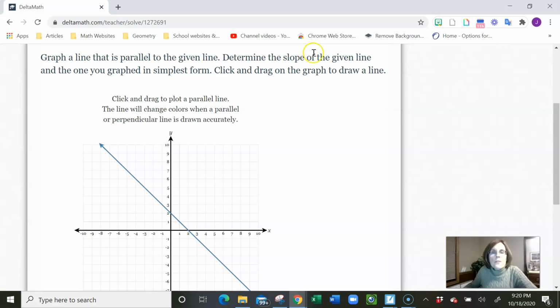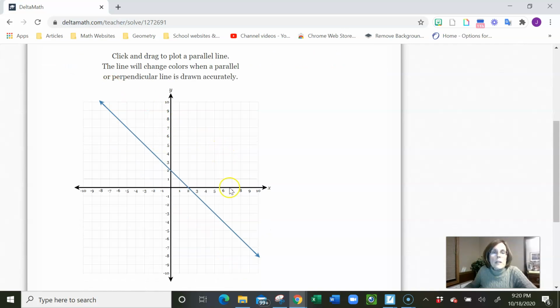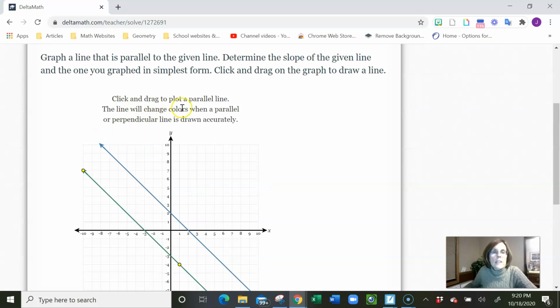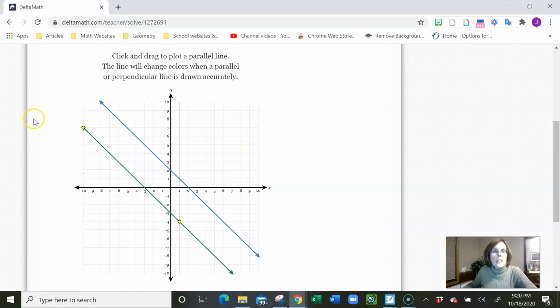So they want you then to determine the slope of the given line, which is the blue one, and then the one that we graphed. And it doesn't matter whether I'm going to graph a parallel line above or below. Let me just start here. And as soon as you click a point, notice I can just keep going. As soon as it turns green, that means my line is parallel. So notice it says here, the line will change color when a parallel or perpendicular line is drawn accurately. And in this case, they asked for parallel, so that's when it would turn green.